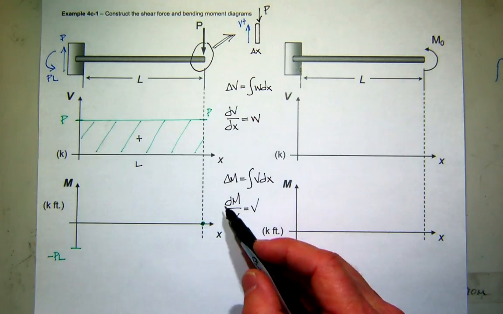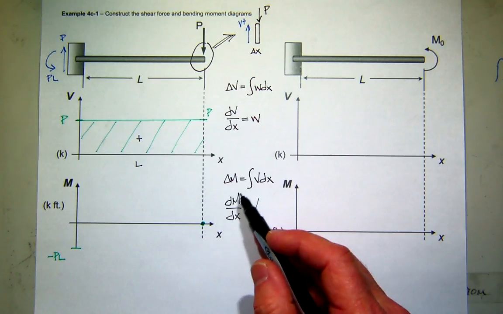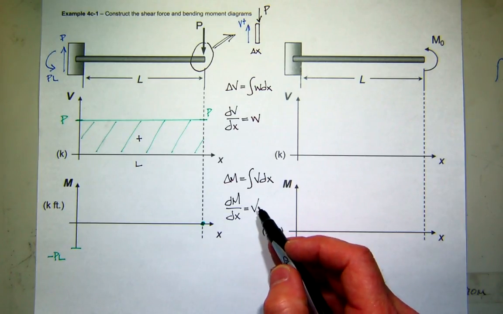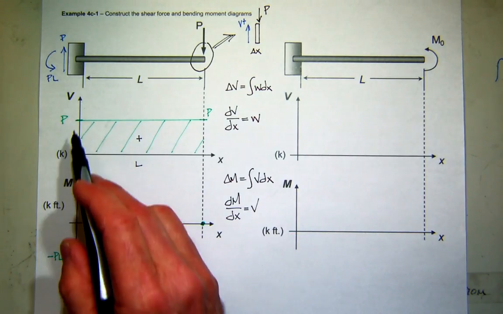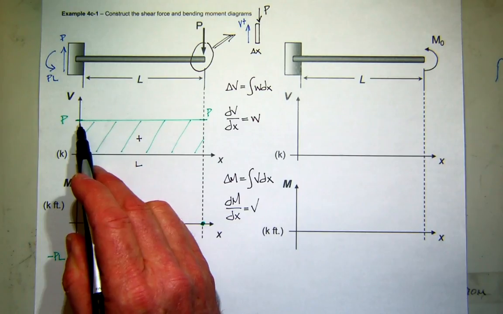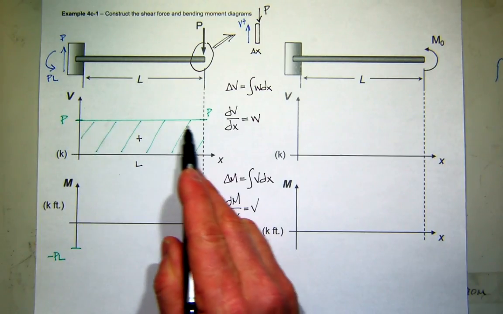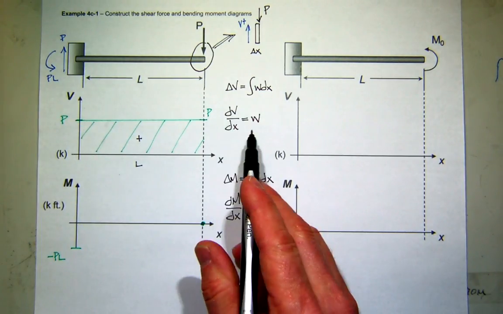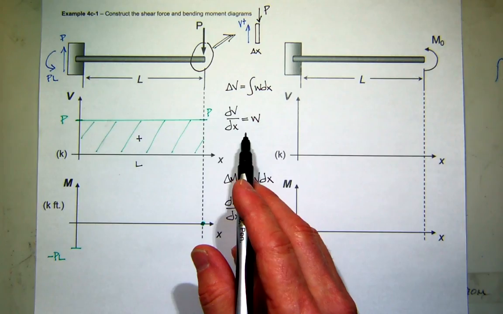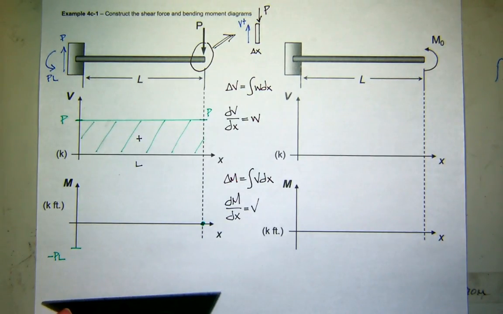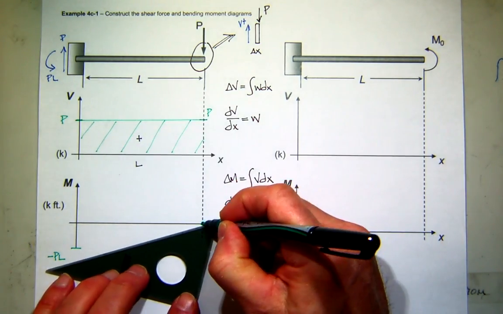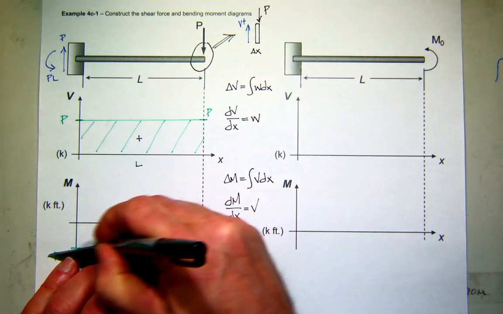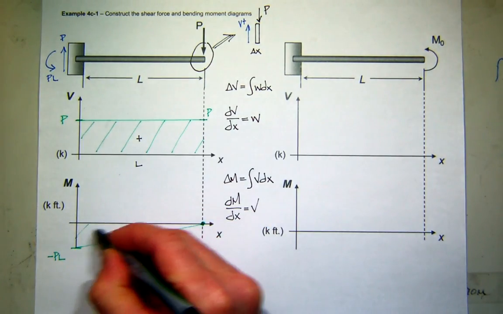So what's the slope of the moment diagram? Well, it's equal to the shear. And the shear starts off positive, P, and does not change. So it's a constant slope. And a constant slope is a straight line. And there's your moment diagram.